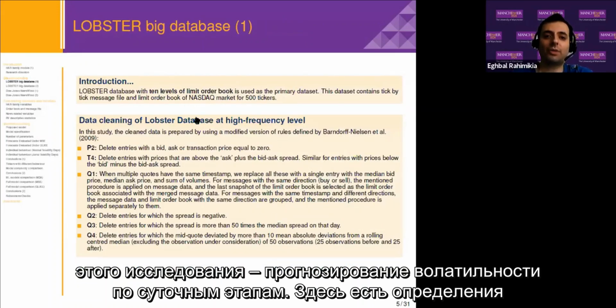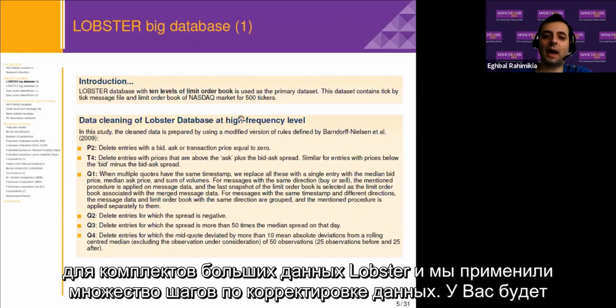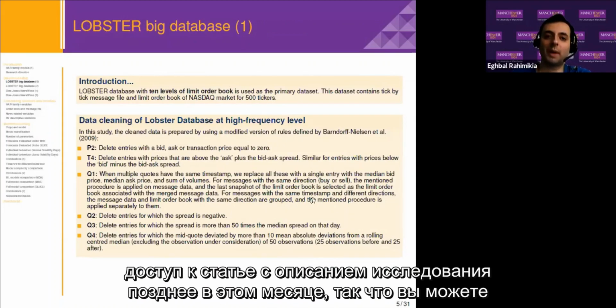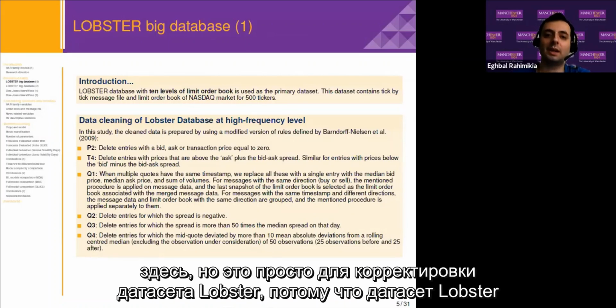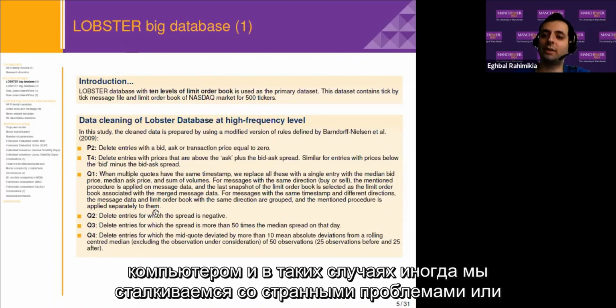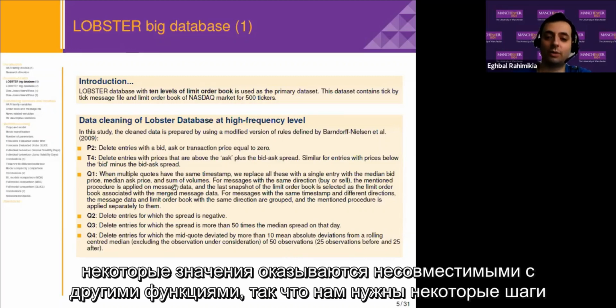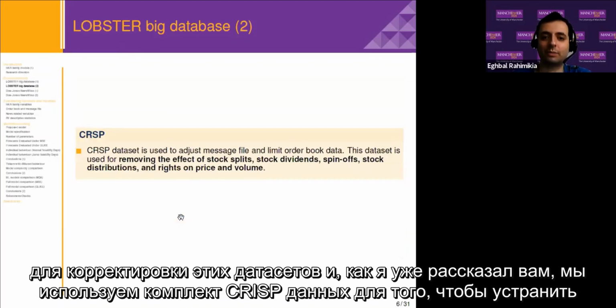We have some definitions here from the LOBSTER big data sets, and we applied many cleaning steps here. You will have access to the paper of this research later this month, so you can read these steps. It's a bit complicated to talk about all these steps here, but this is just for cleaning the LOBSTER data set, because it's generated by computers, sometimes we have some weird problems here, or some data are inconsistent with other features. So we need some steps for cleaning these data sets.